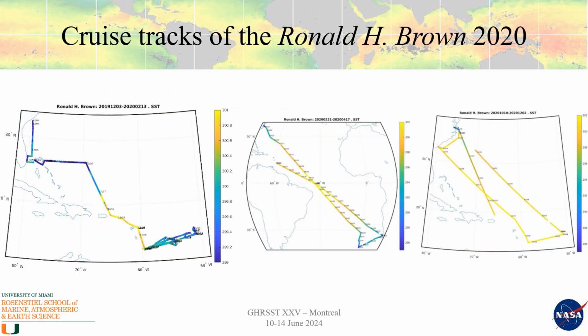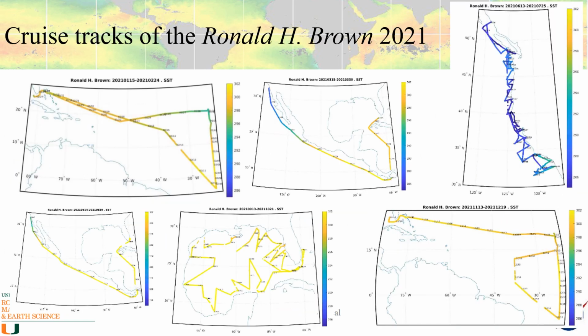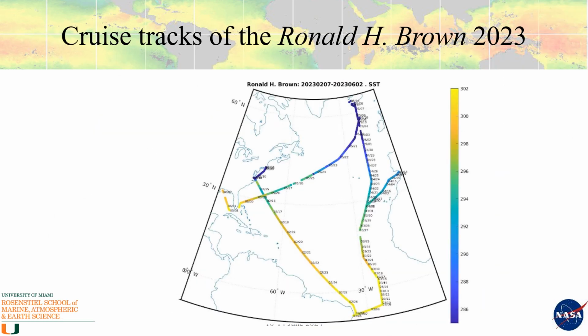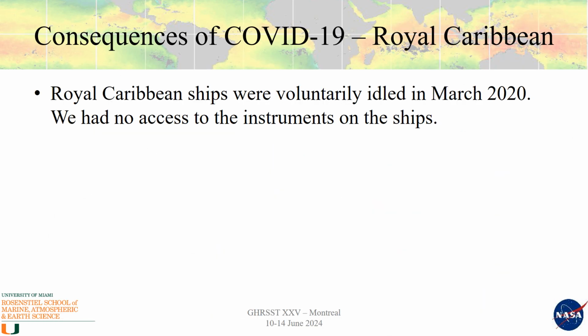So following COVID, the Ron Brown resumed research cruises with a much reduced scientific crew starting in October 2020, and the tracks colored by the M-AERI retrievals of skin SST are shown here. And then for 21, 22, and 23. And then the ship went into dry dock for a major refurbishment, and it's expected to return to service later this year.